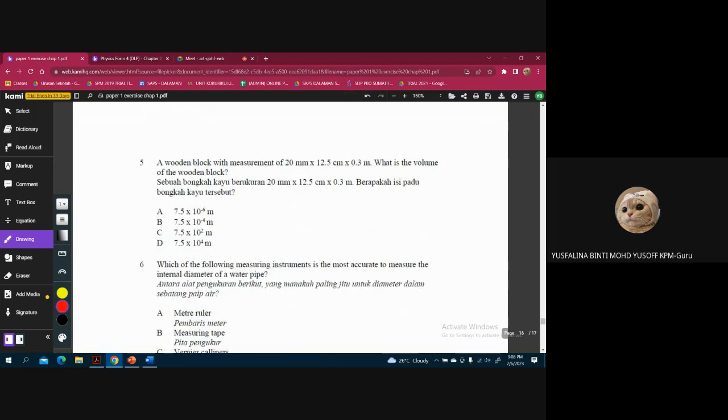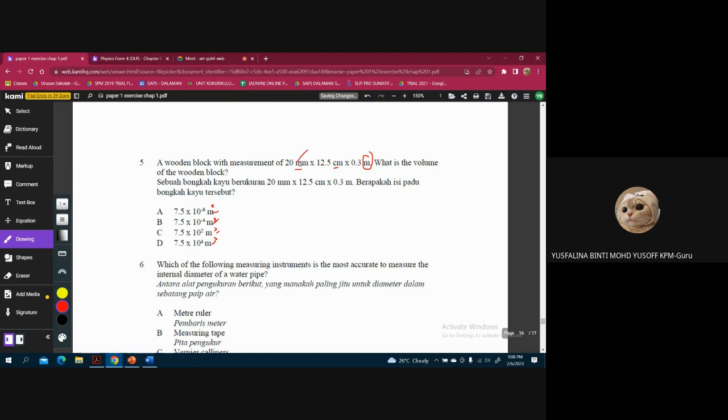Alright, the next F. So this one is a volume. So we need to multiply all of it. But you can see the units are different. So you need to change it to meter. All of it have to change to meter, because the answer is in meter. Okay, but they have to put cube here. Maybe they forgot. Okay, this is the volume, right?